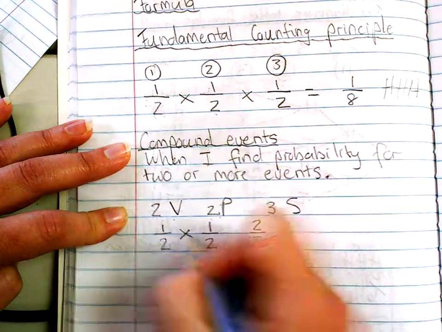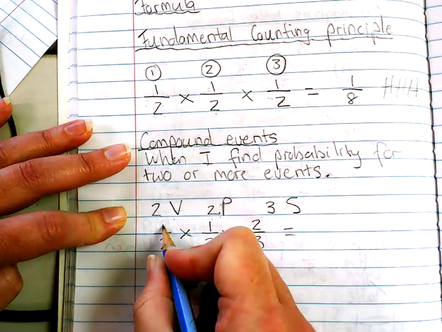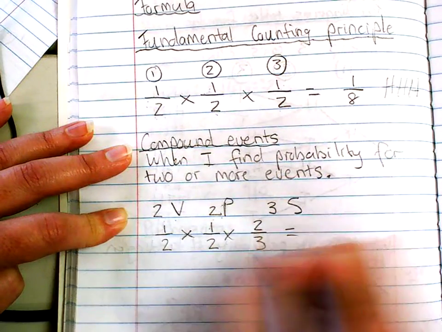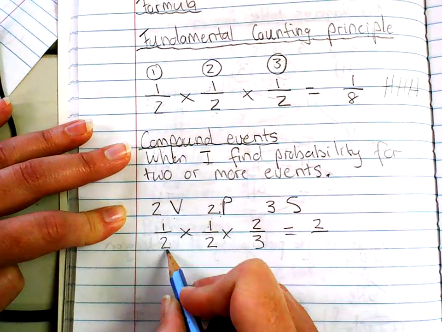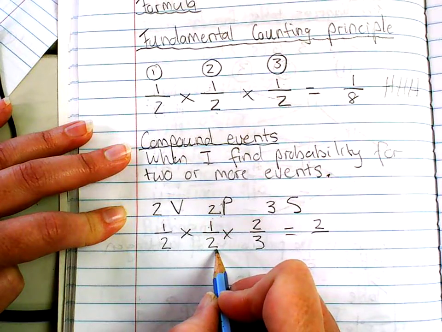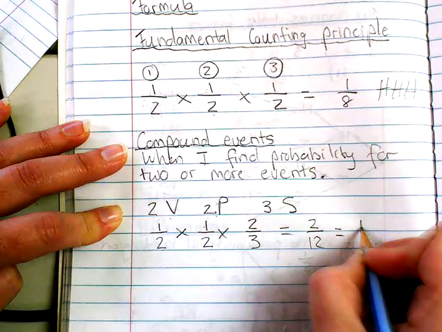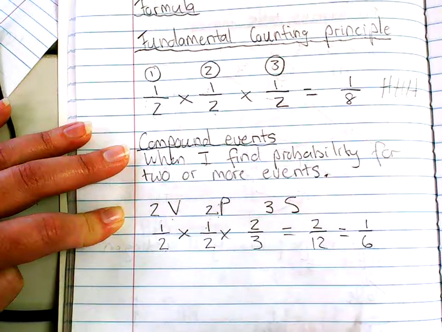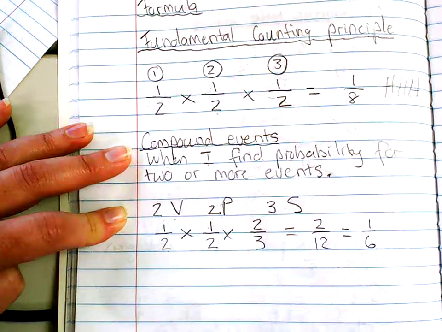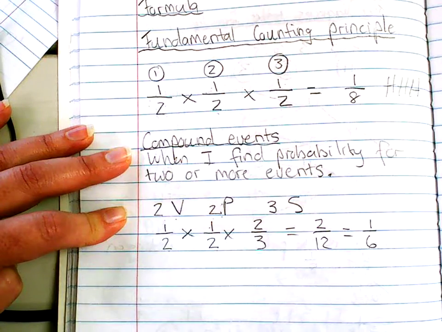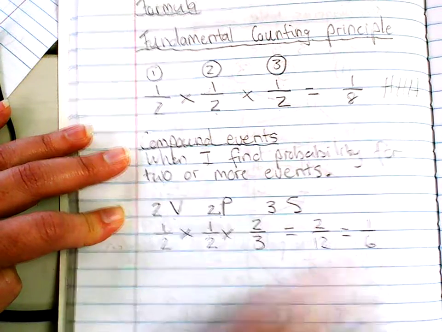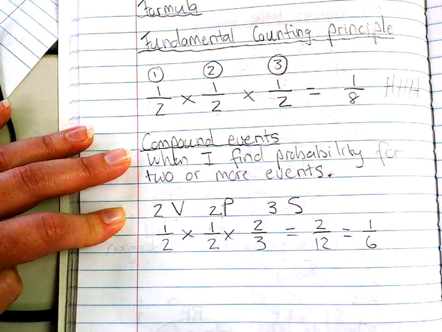I'm going to multiply them, and it's going to be 1 times 1 times 2 is 2. 2 times 2 is 4 times 3 is 12. Okay, and my answer is 1/6. How can I pick 1 vegetable, 1 protein, and 2 starches? I've got 1 out of 6 possibilities of how it's going to end up for me.